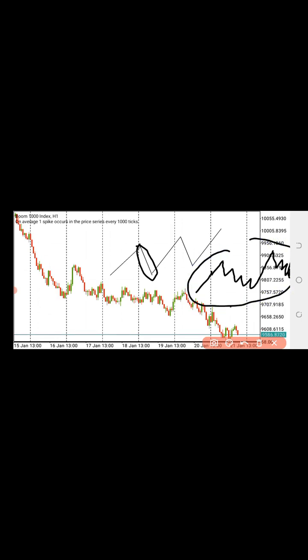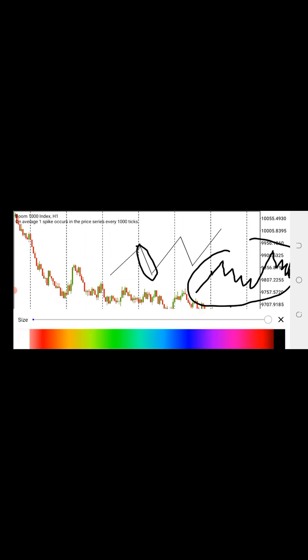Now let me change the color. What we have here is what we call our internal structure, or complex pullback. Once you are able to establish your swing, this is what we call our swing high, our swing low, swing high, swing low, swing high. This is what we call our swing low.